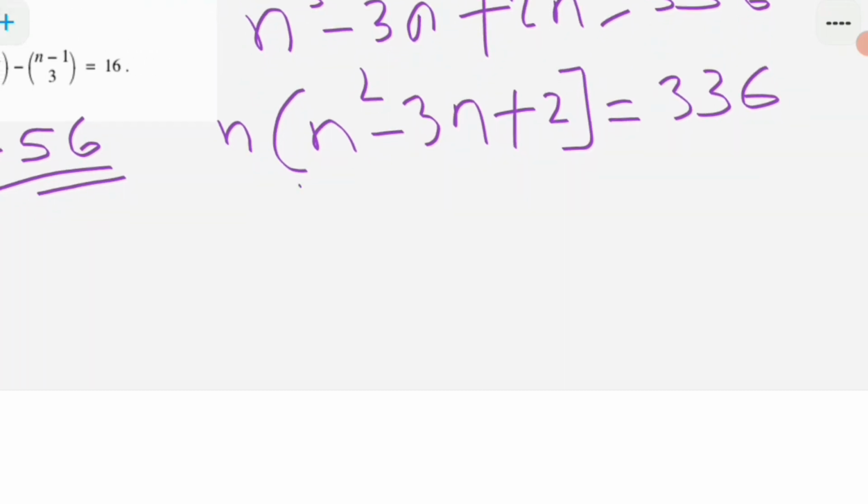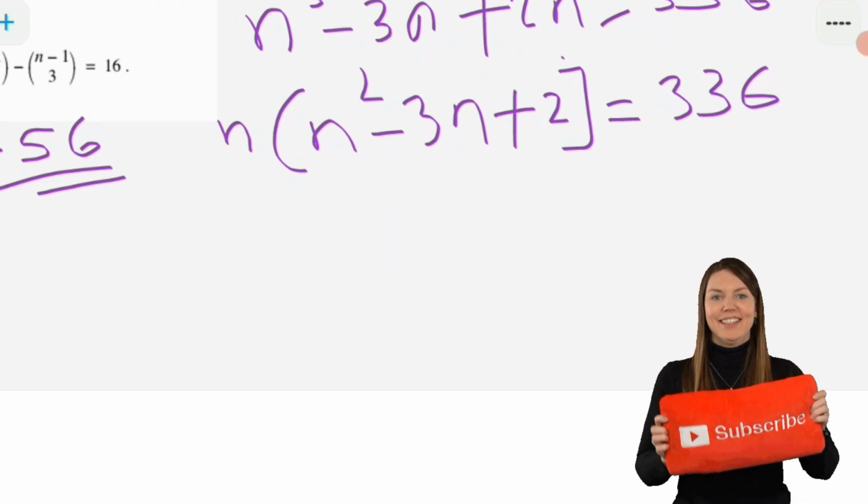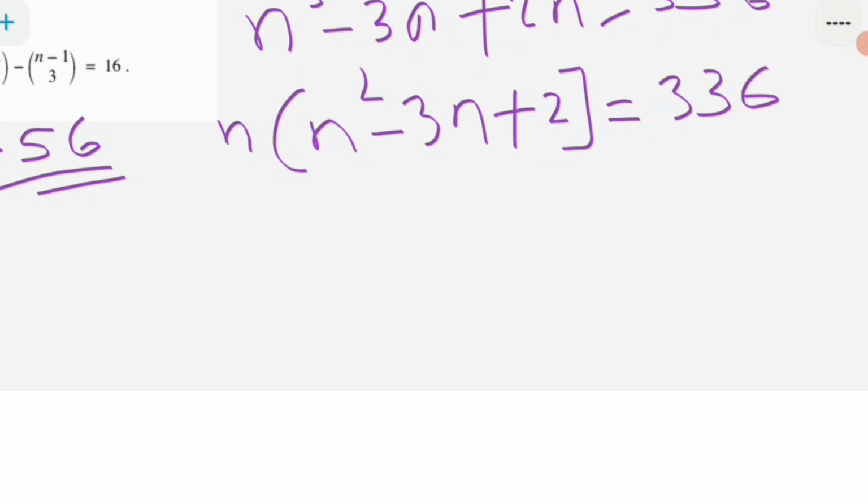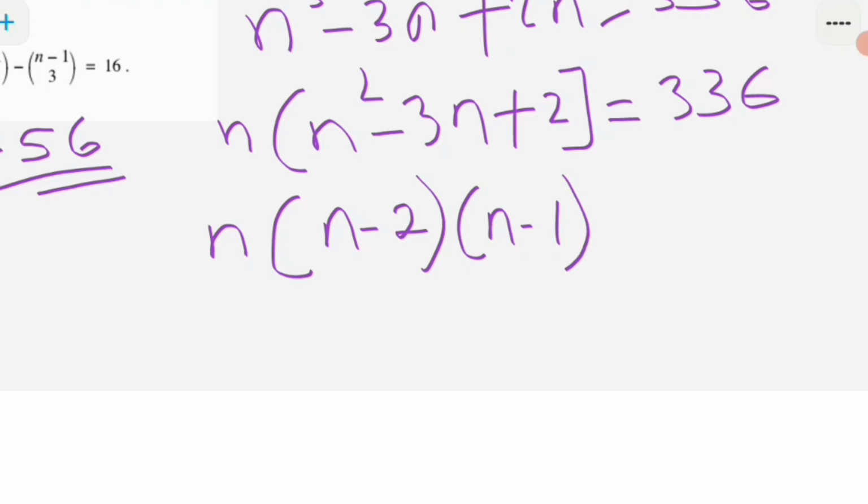And the next one is to factorize this inner expression here. You can see that the product term is 2. So you need 2 numbers that if you add, you're going to get minus 3, and if you multiply them, you're going to get 2. So those numbers are minus 2 and minus 1, because minus 2 minus 1, if you add it, you get minus 3, and if you multiply it, you will get plus 2. So the factorization of this part becomes very easy. You can just do it like this: n into n minus 2, n minus 1. That's the factorization of that part.